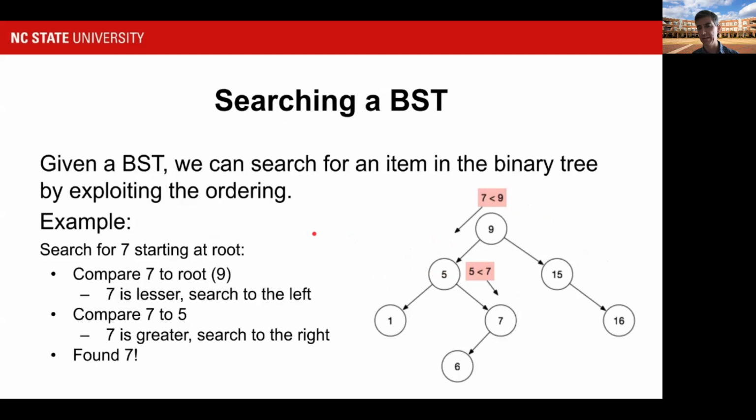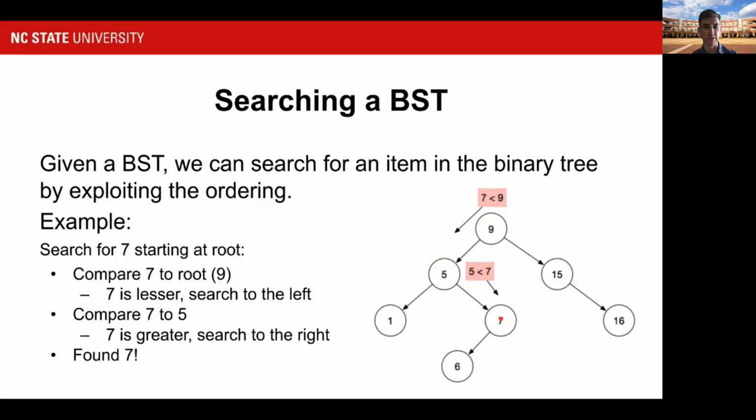Okay, so that's the essence of a binary search tree. Now, given a binary search tree, we can search for an item by exploiting the ordering. Say I want to figure out where 7 is in this tree. So I'm going to start at the root, and since 7 is less than 9, I know I have to go to the left. But since 7 is greater than 5, when I get to 5, I know I have to go to the right. And then I've found 7.